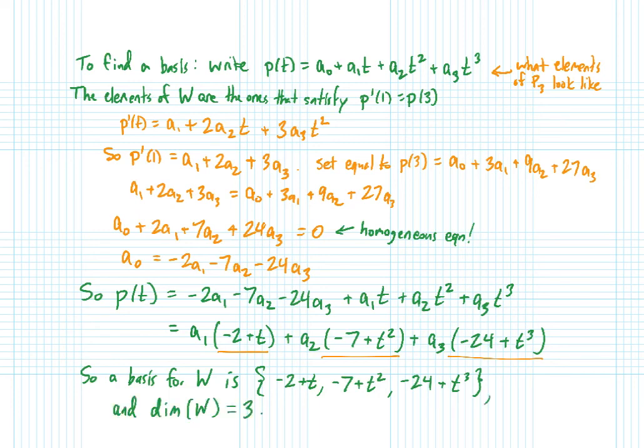And intuitively, having W be three-dimensional sort of makes sense, because you're starting with the four-dimensional space P3, and then W is defined just by this one equation, P prime of 1 is equal to P of 3. And so that one equation should take away 1 degree of freedom, which would lower the dimension by 1, so you'd have a three-dimensional subspace. And in general, this is what you would expect to happen, that each equation would take away 1 degree of freedom and lower the dimension by 1.